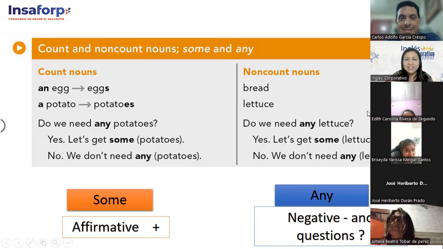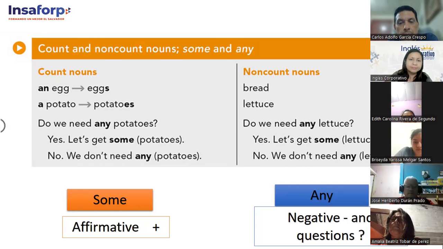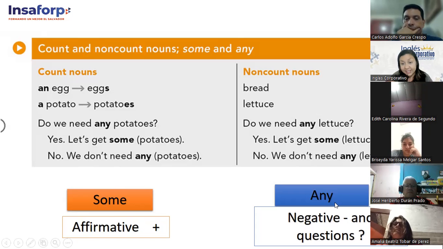No, teacher. Everything is clear. I have one question. We don't use some in questions. You can use it in questions, but not in negative. Yeah, it's possible to use it in questions. But you don't use it in negative. In negative, you use any, okay? And in non-count and count? Yes, for both, count or non-count. Okay, thank you. With count and non-count, you use both, some and any, but the difference is that some is only for affirmative and some questions, and any is for negative and questions.